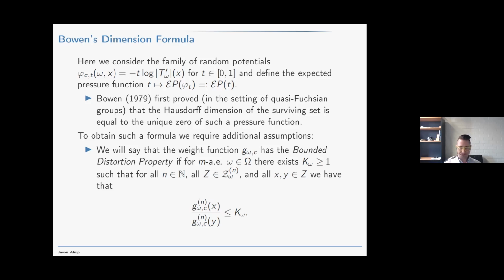Okay. So in order to get such a result, we're going to have some additional requirements. Additionally, we're going to assume that our weight function g omega c satisfies the bounded distortion property. And what that means is that on each of our partition elements, g omega n satisfies this bounded distortion property. Okay.